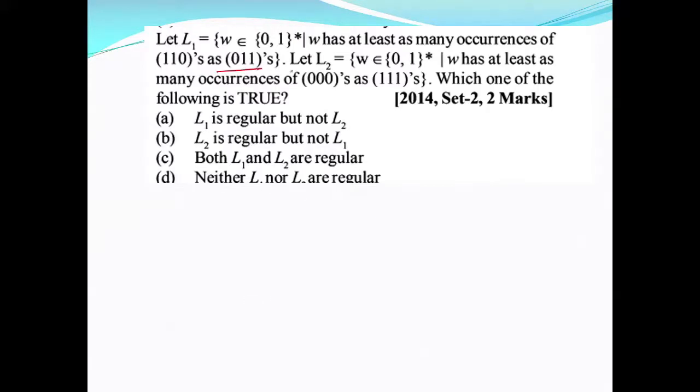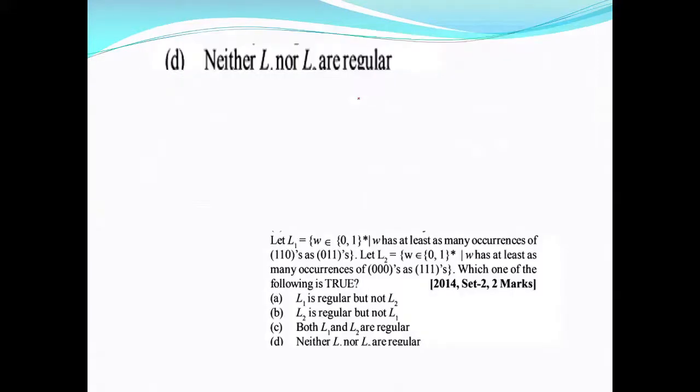So you need to remember how many 011s are there, but there is no restriction. And similarly in L2 also the same thing. So you cannot check whether the string belongs to L1 or L2 using any of the FAs, whether NFA, DFA or NFA epsilon, or even write the regular expression, and hence L1 and L2 are not regular. So neither L1 nor L2 is regular. So your answer is D.